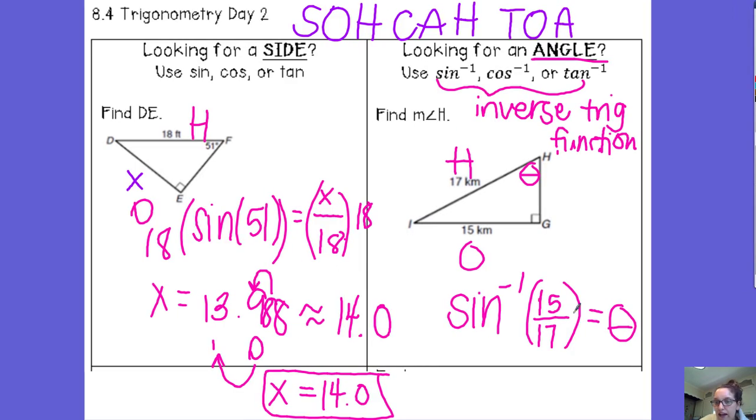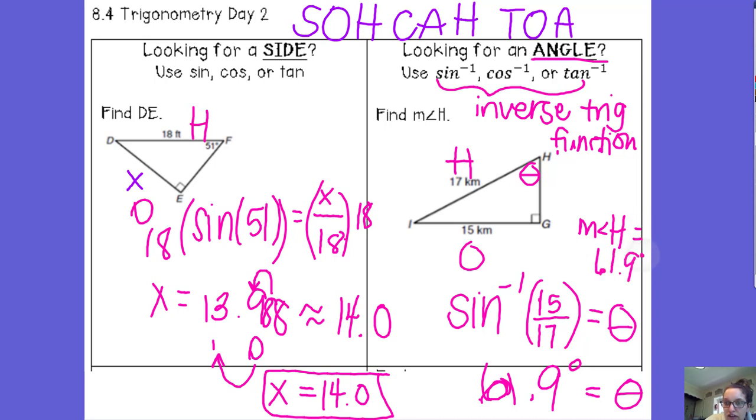So I am trying to find my angle theta, so I'm going to press second sine. The sine with the little -1 appears. I'm going to put 15 divided by 17 into the parentheses, and I get 61.927 and so on, so rounded to the nearest tenth, 61.9 degrees is my angle. So the measure of angle H is 61.9 degrees.